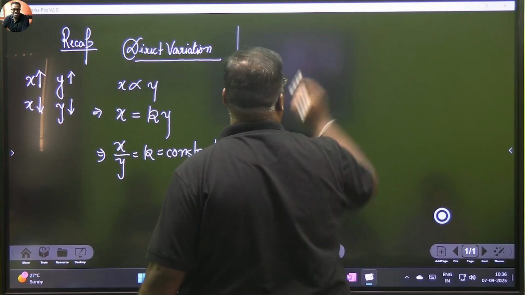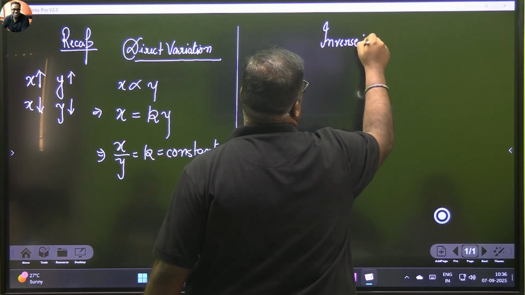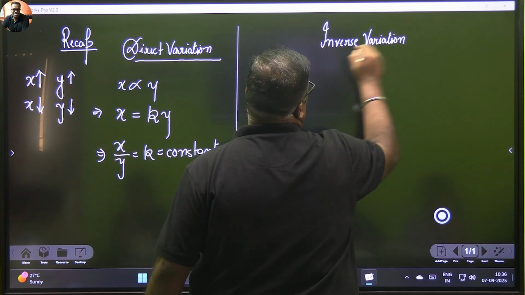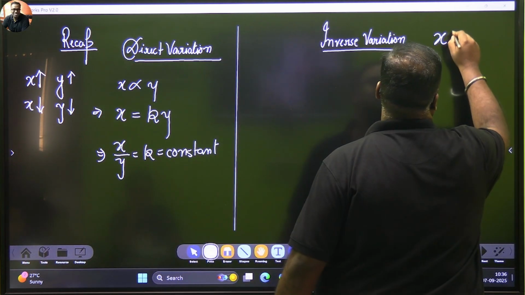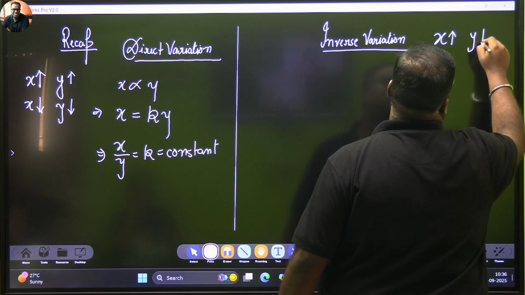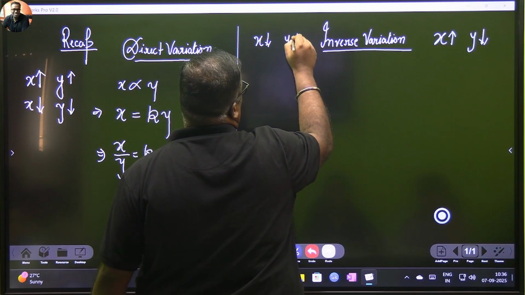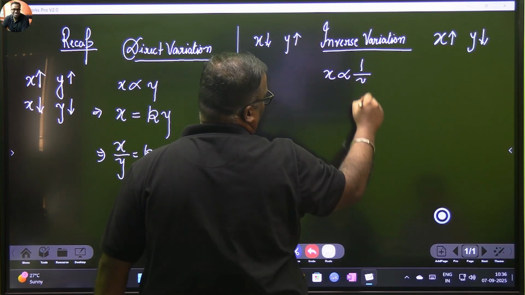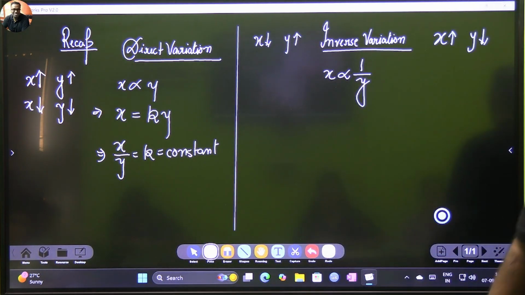Inverse or indirect is the same word, so we'll use the word inverse variation or indirect variation. In inverse variation, our understanding is like this. If x as a quantity goes up, then y as a quantity should go down. And if x as a quantity goes down, then y as a quantity should go up. We represent it like this: x is inversely proportional to y.